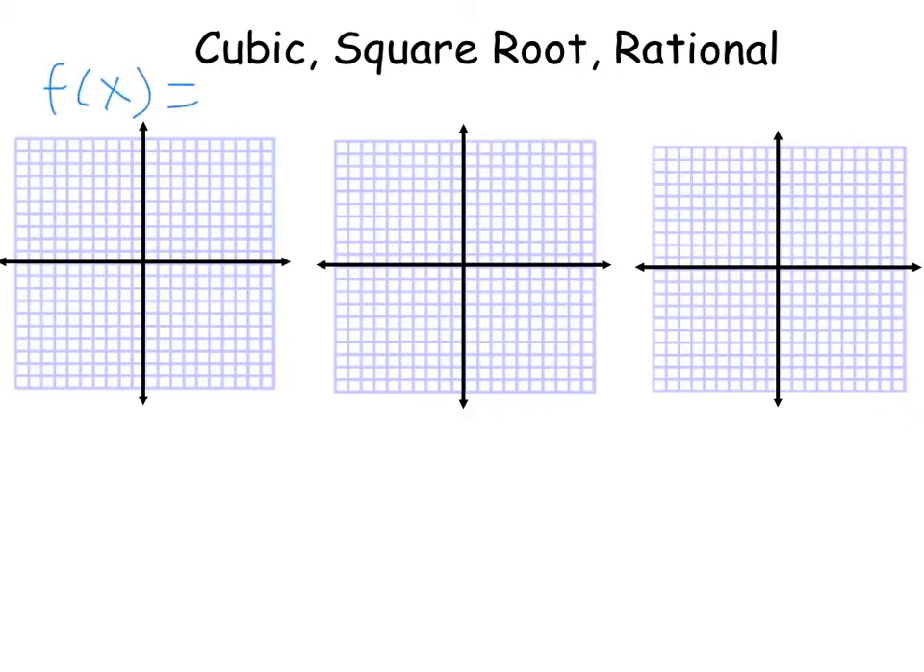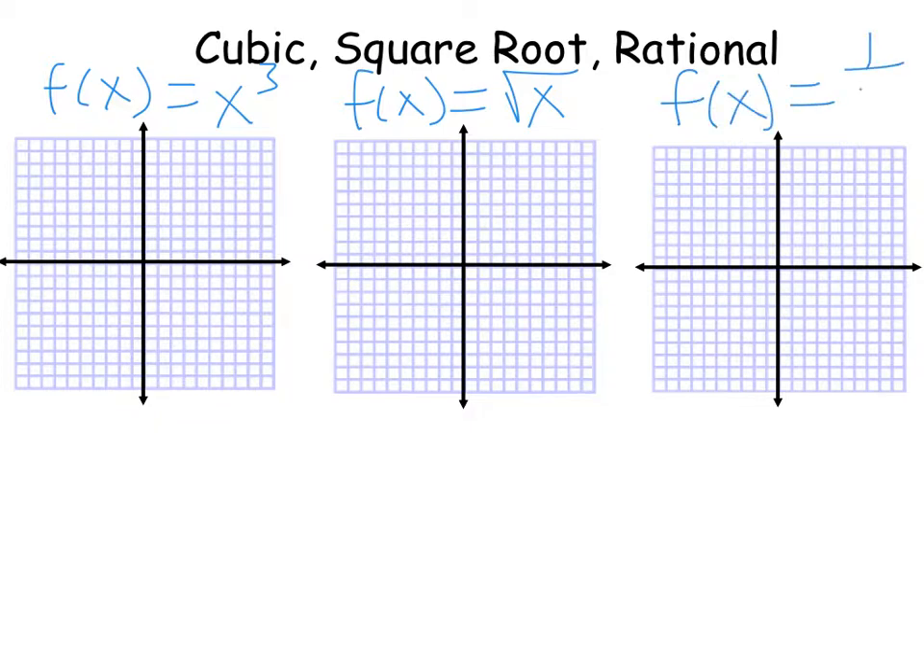Here's a cubic. F of x equals x cubed. Here is one we don't use a ton, but it's worth mentioning, the square root function. And this last one here is 1 over x, or what we call a rational function. Okay? Now, if you wanted to pause at this point in time, you certainly could.